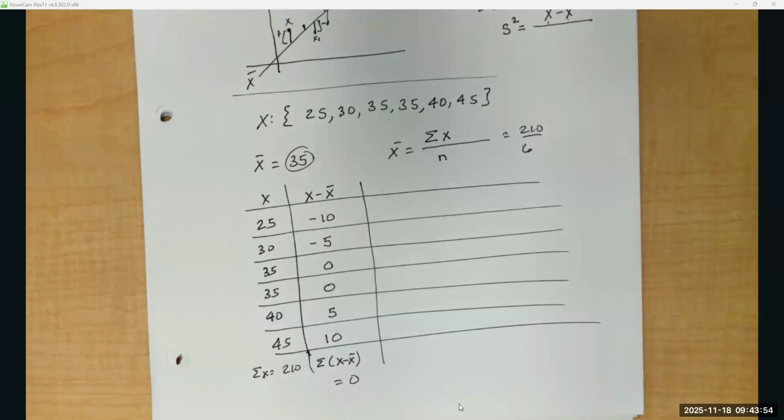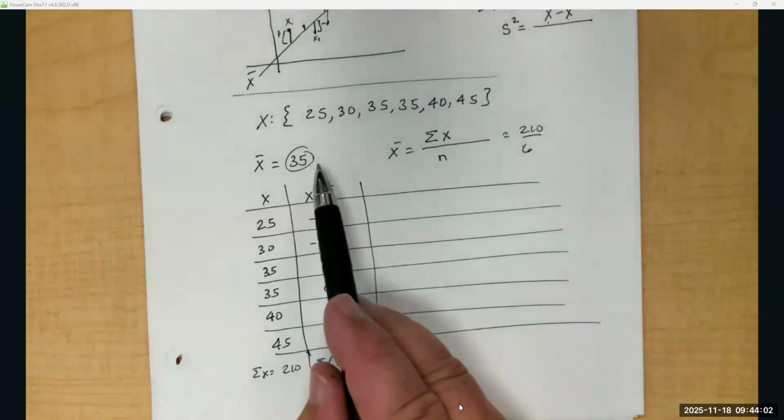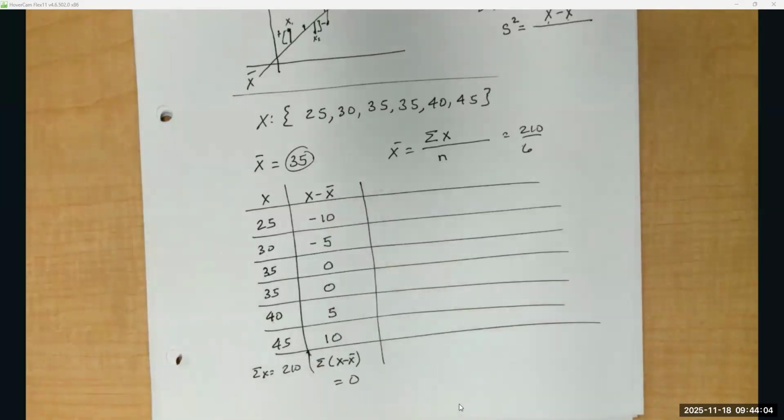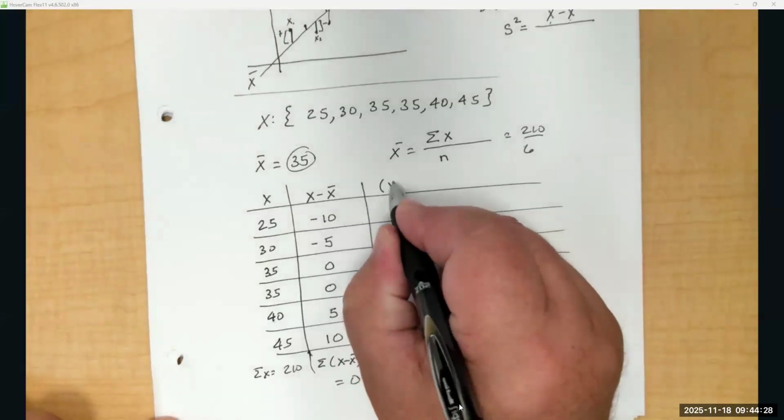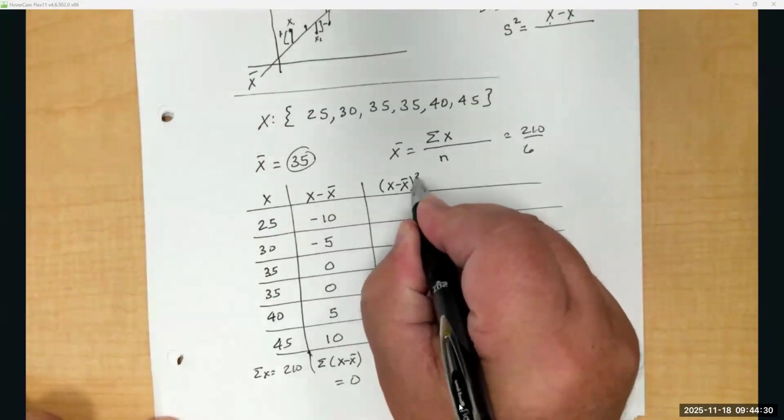Why? Because if 35 is truly our average, the ones that are above it and the ones that are below it have to be equal. They have to be the same both above and below. So how do we fix that? What we have to do here is get rid of the negatives. How do we get rid of the negatives? Square each of the values.